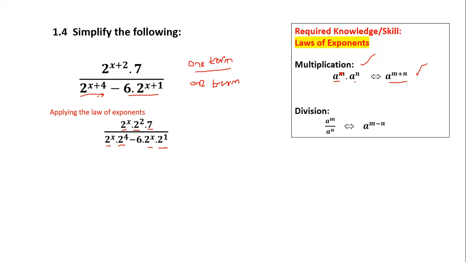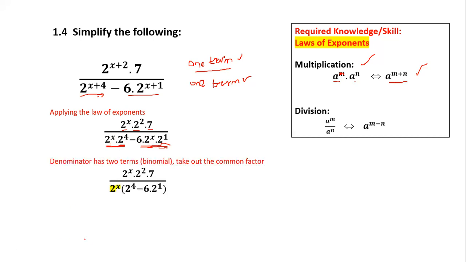So now we have to take care of this denominator because there are 2 terms. And remember that to simplify, we need to have 1 term divided by 1 term. So let's make this denominator into 1 term. And how do we do that? We do that by taking out the common factor. Now let's look on this side and on this side, what is the common factor? We can see 2 to the power x over here and 2 to the power x. So that's our common factor and we take it out.